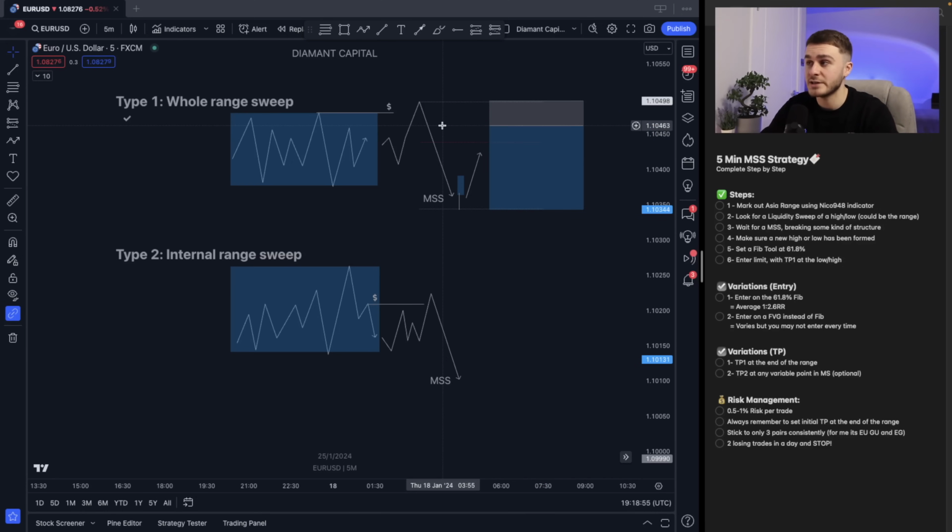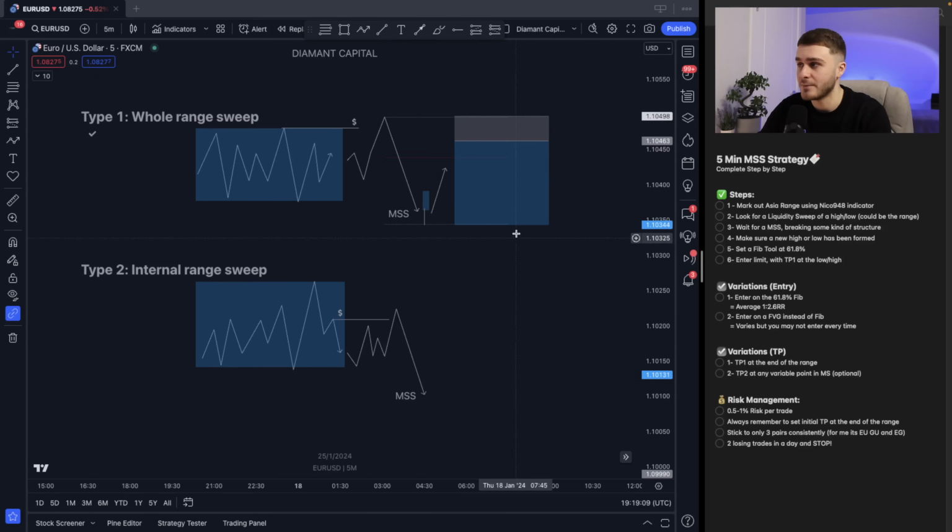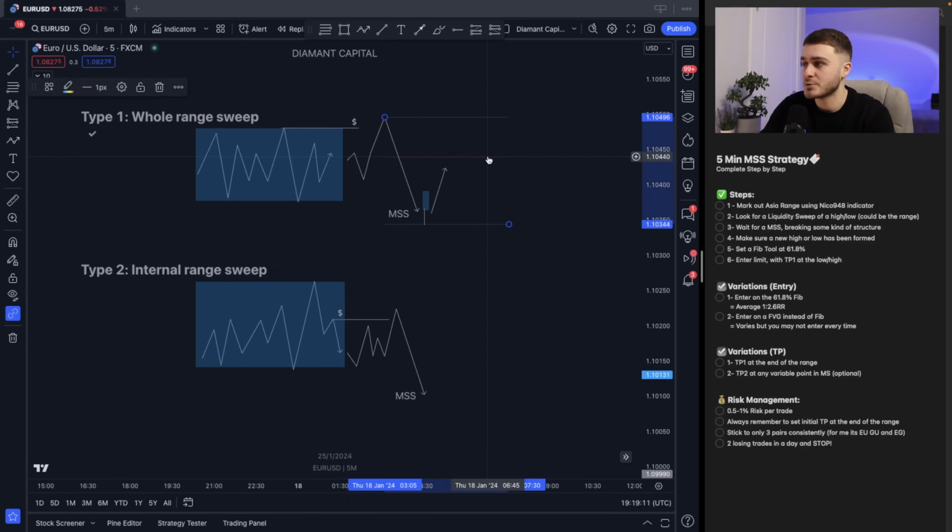Again, the stop loss is going to be quite consistent. It's simply just going to be at the high or the low, depending on which side of the market you are on. And then simply the take profit, or at least take profit 1, is going to be at the end of the range. So in terms of the variations that I talked about, this is something that I do want to point out as well.